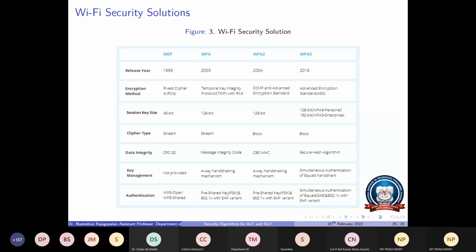With WPA3, which came into existence in 2018, CCMP was removed and solely the encryption method is the Advanced Encryption Standard. The session key size is kept variable: for personal use configuration, WPA3 supports 128 bits, and for the enterprise edition, the session key size increases to around 192 bits. Data integrity has also changed from CBC-MAC to the secure hashing algorithm, SHA.